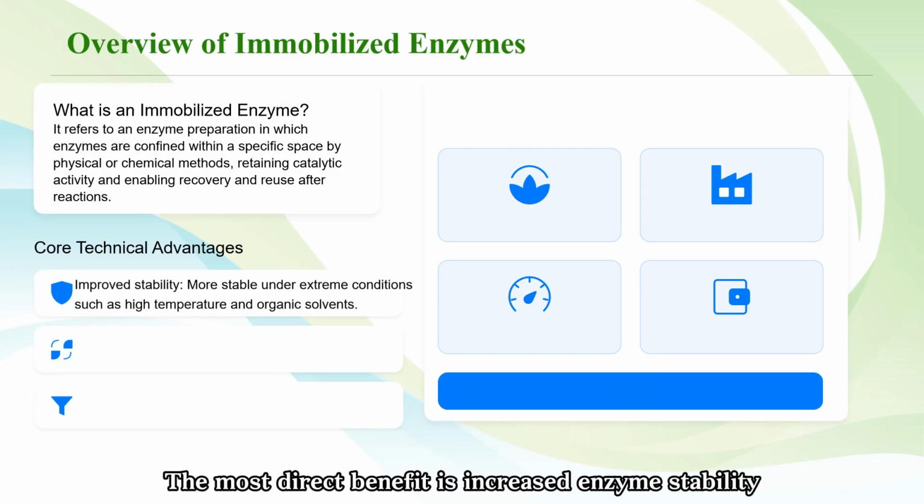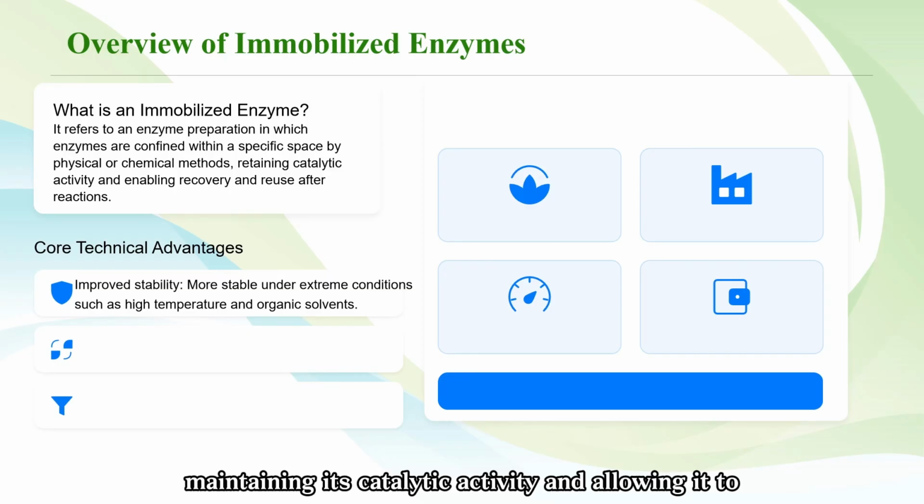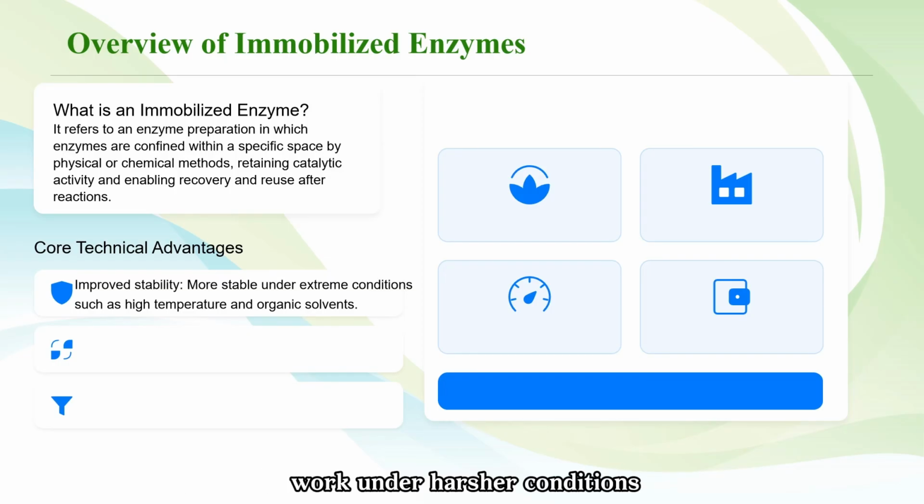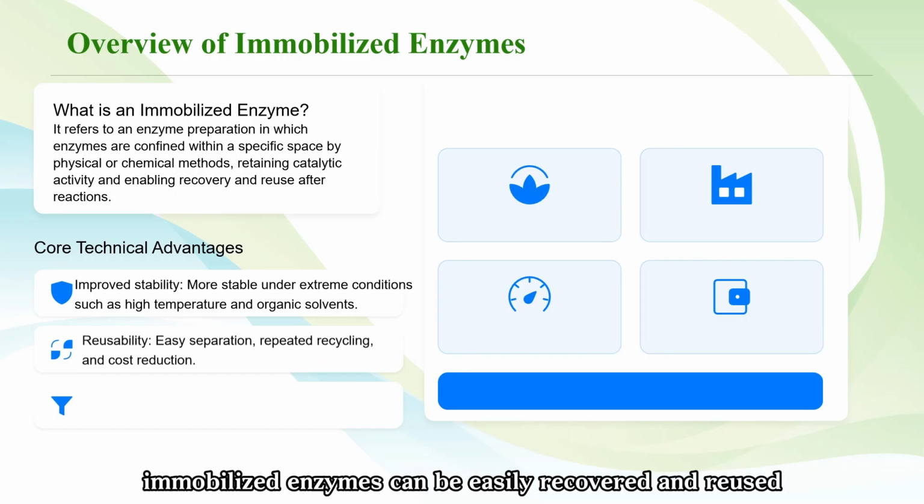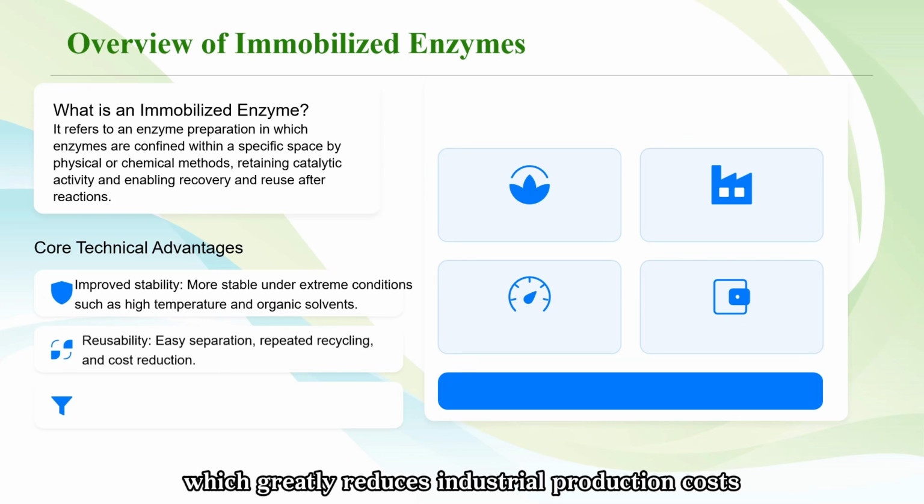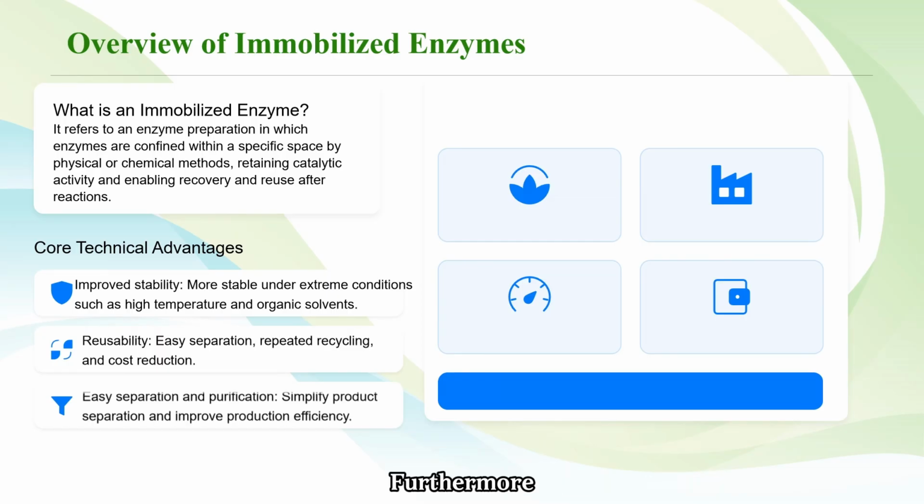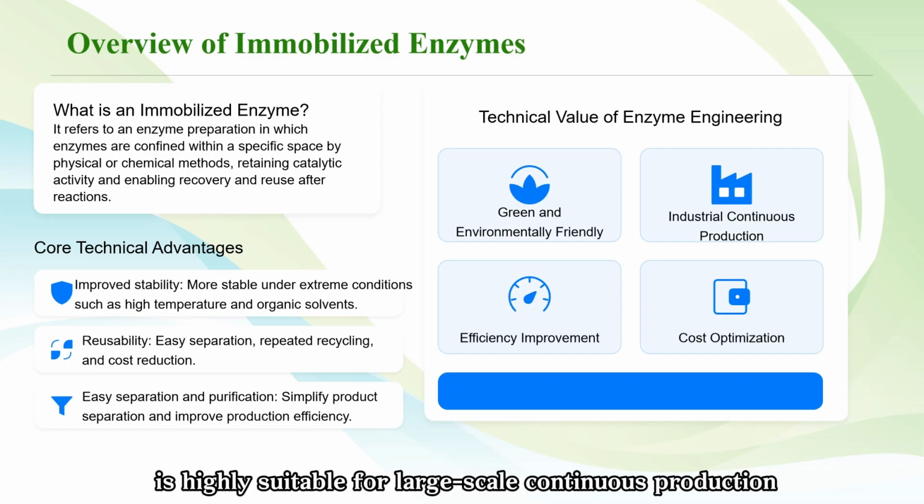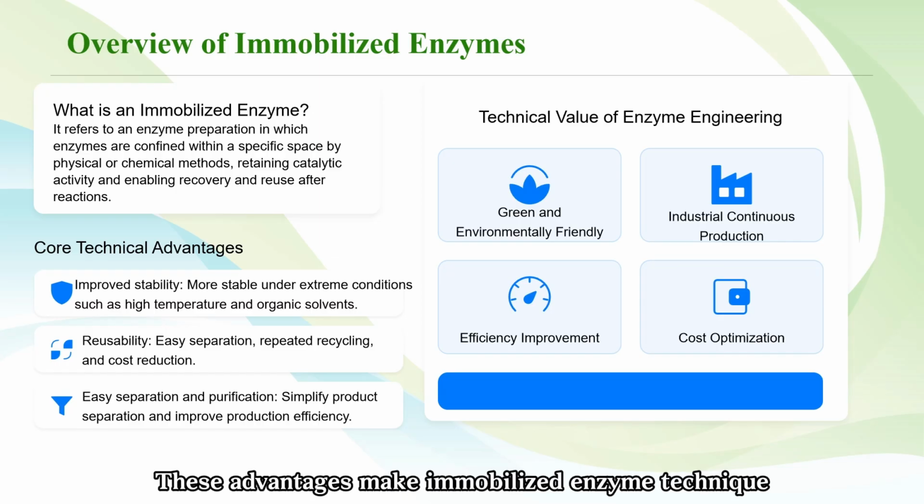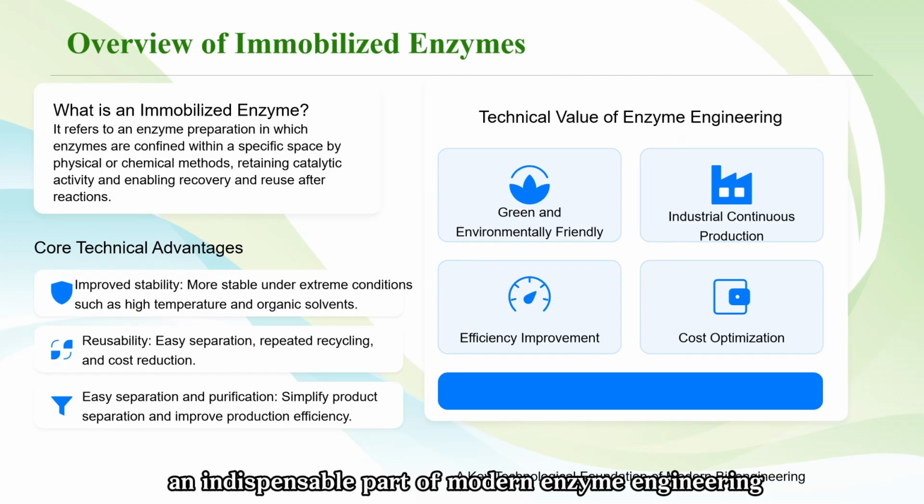The most direct benefit is increased enzyme stability, maintaining its catalytic activity and allowing it to work under harsher conditions. At the same time, immobilized enzymes can be easily recovered and reused, which greatly reduces industrial production costs. Furthermore, it simplifies the product separation process and is highly suitable for large-scale continuous production. These advantages make immobilized enzyme technique an indispensable part of modern enzyme engineering.